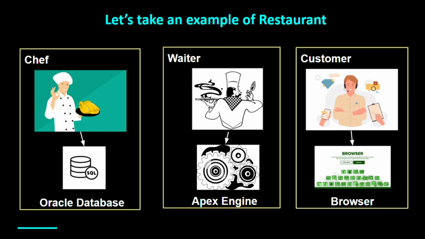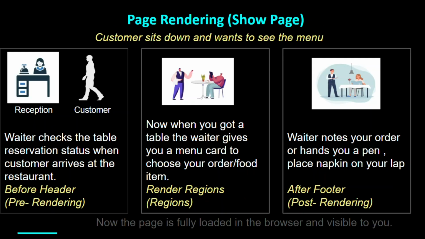Let's bring back our restaurant to see this life cycle in action. Imagine the chef is the backend Oracle database, the waiter is the Apex engine, and the customer is the web browser. Phase 1 is page rendering. The customer comes, the host greets the customer. Before handing anything to the customer, they check the reservation status in the system. This is checking the session state, and it is done before header.